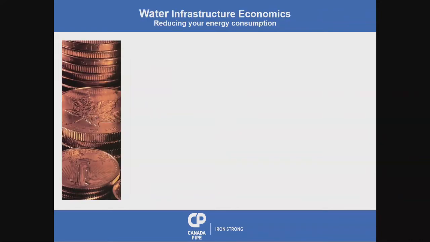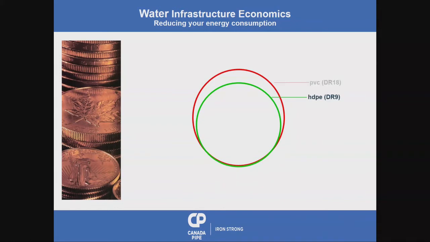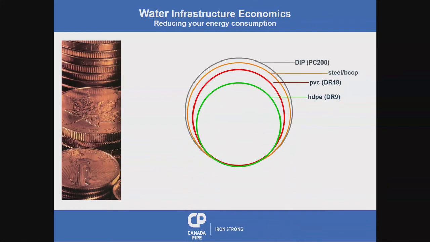So we're going to talk about water infrastructure and economics. Here are the different aspects. So this one is HDPE, internal diameters, this is based on a 14-inch pipe. This is PVC, so it's bigger than HDPE, you're letting more water through. This is steel, and this is ductile. So you're getting a lot more. In fact, you're getting about 38% more water through.